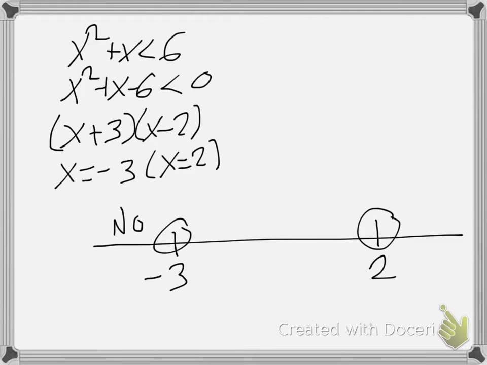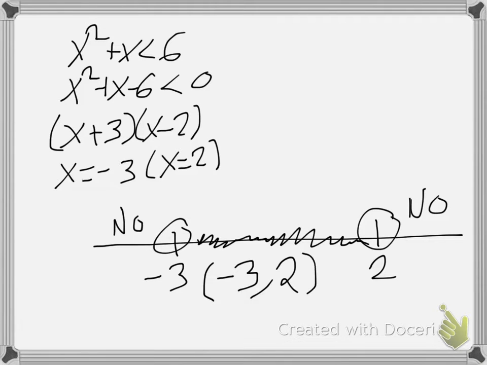0 is in here, so I've got a positive times a negative, that's a negative, so that's a yes. I'm definitely going to be shading in here. Now greater than 2, let's try 3. That's a positive, that's a positive. Positive times a positive is a positive, so that's a no. So the only shading is between negative 3 and positive 2, and to put that in one of the two forms, negative 3, comma 2.